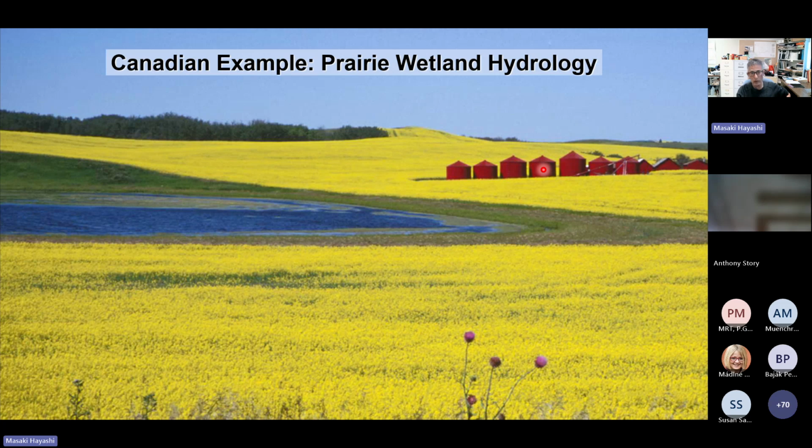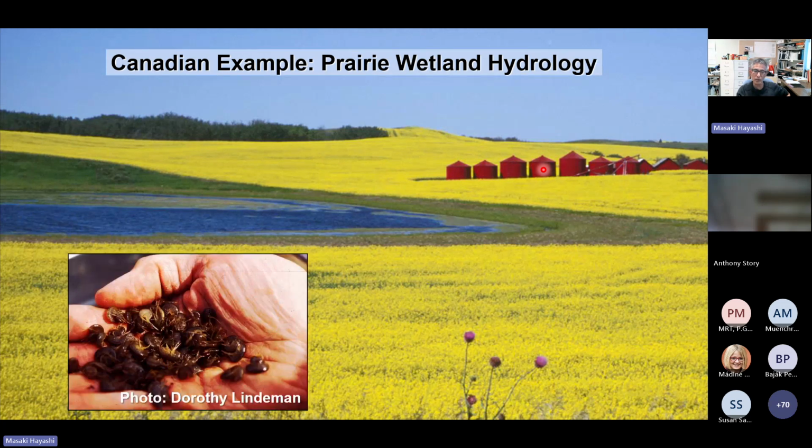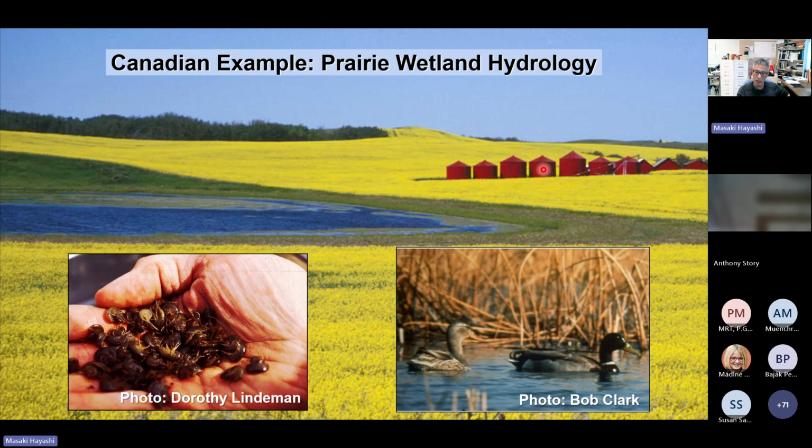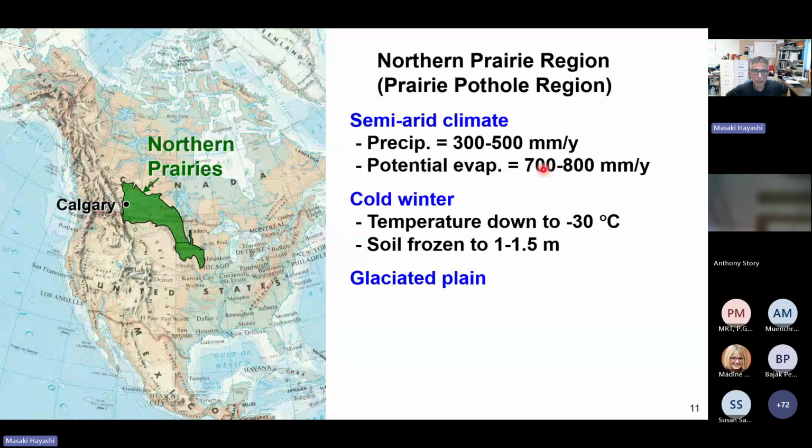So these are important ecologically because these wetlands have nutrients, these aquatic invertebrates rich in protein and fat, and that feeds this migratory waterfowl that travel a long way from Mexico and the southern United States to breed in Canadian prairies. So just a bit about the hydrological condition of the Canadian prairies, which is essentially the Canadian part of the northern prairie region, or sometimes people call it the prairie pothole region.